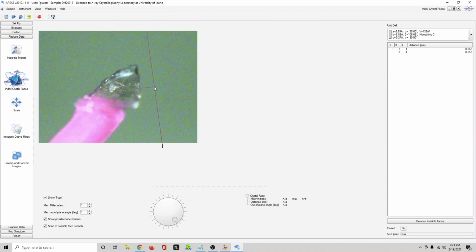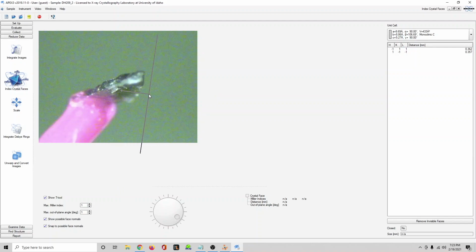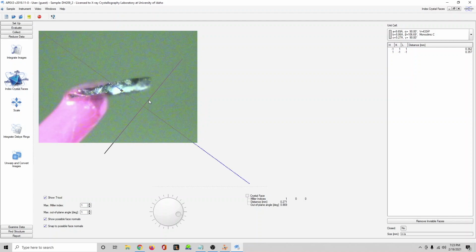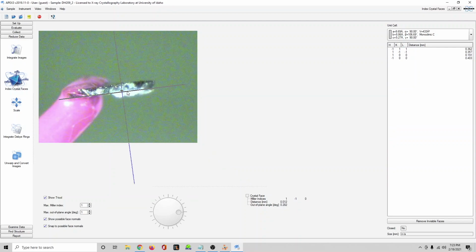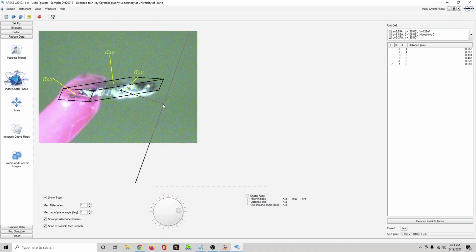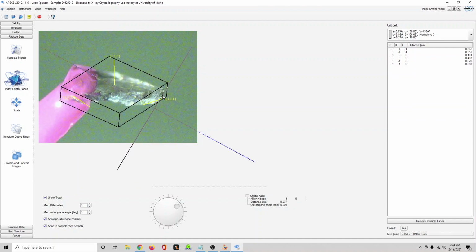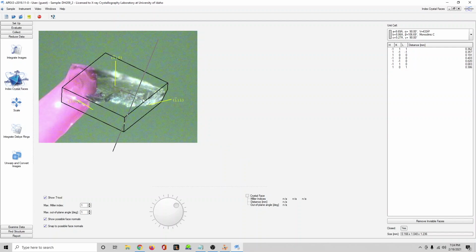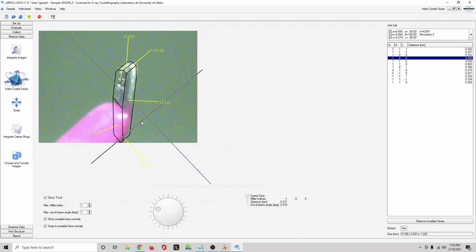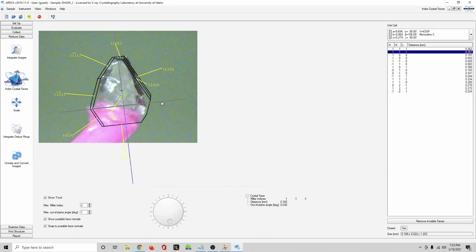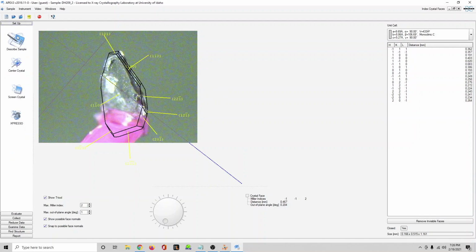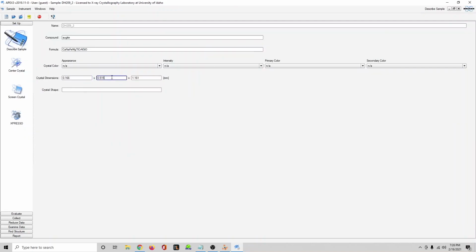So I'm going to bring one of these planes into the view of the screen here. It's a very platey shape here. And of course, I've shown how to do this in other videos before. Yup, way too big of a crystal. Was never meant for X-raying because it is over 1,000 microns across.